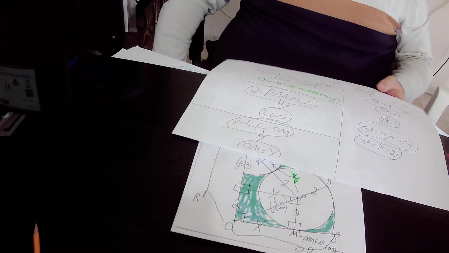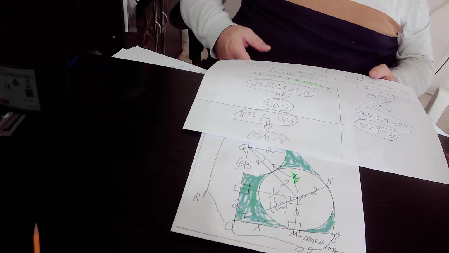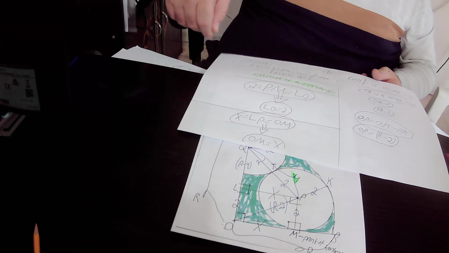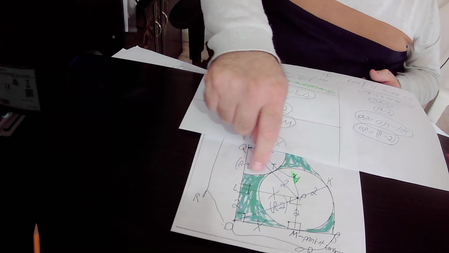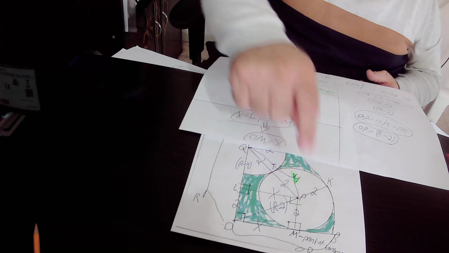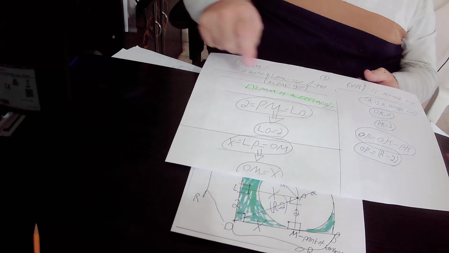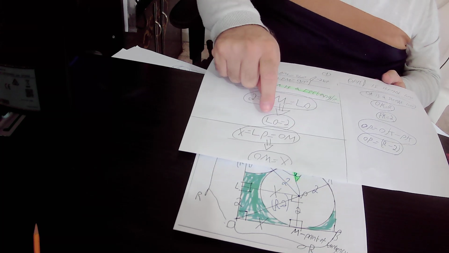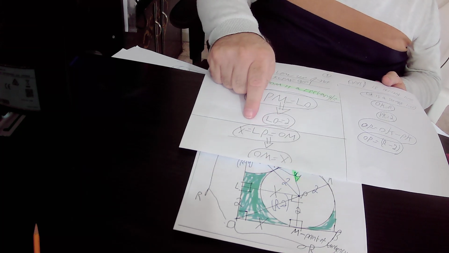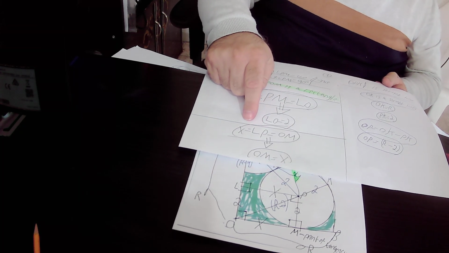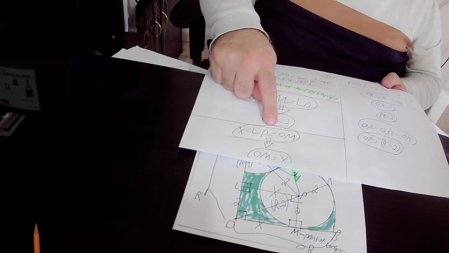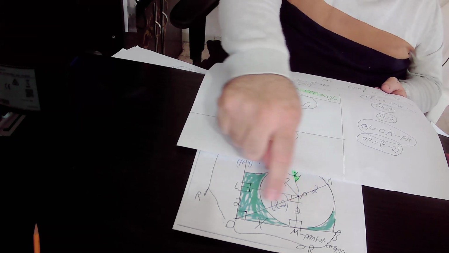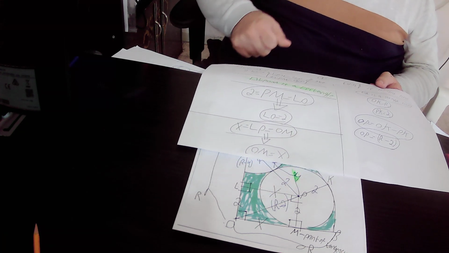Likewise, according to the same rule that the opposite sides of a rectangle are equal to each other, we get that side LP equals side OM. If we define LP as X, then from this equation, X equals LP equals OM, we derive that OM is also equal to X.